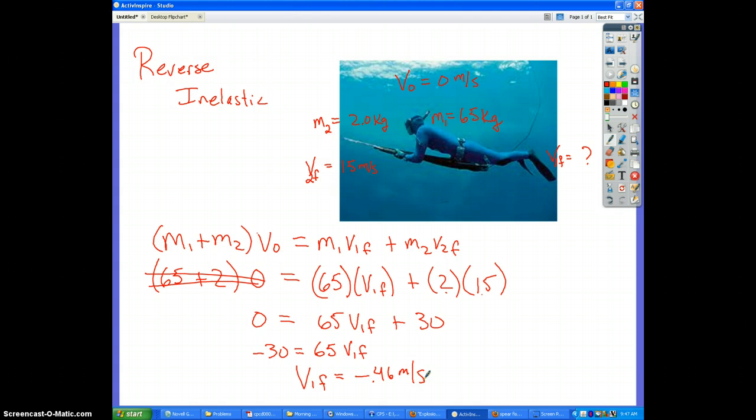It's important that that is negative, because you'll notice the person goes in this direction where the spear goes in the other direction, and we made the spear positive. So we have to make the person's speed negative in the end. And that is how to solve example problem number 7 for momentum.